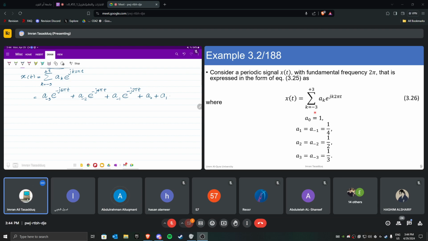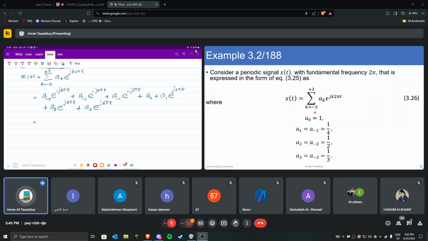Yes, that's right. So e to the power j 2 pi t, right? Plus then a2 e to the power j 4 pi t, right? Plus a3 e to the power j 6 pi t, right? Is it clear until this point? Yes. Okay. Now, the values of these are given.